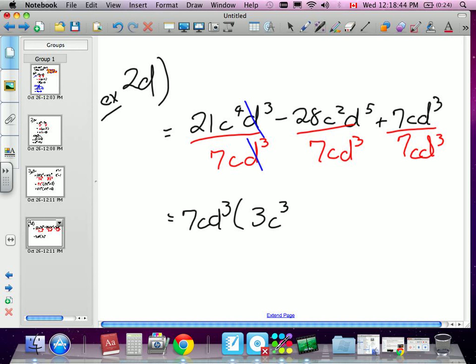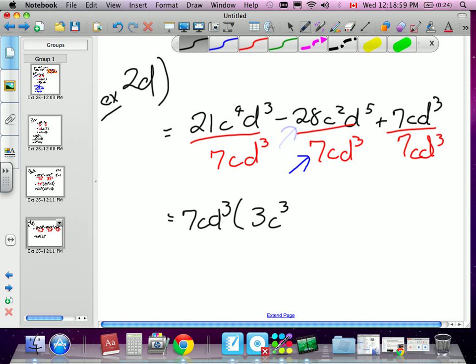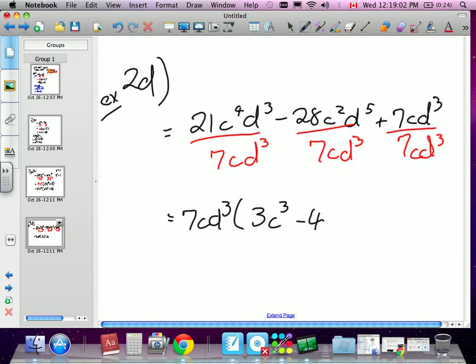Okay? Our next part. What is negative 28? The d's gone. Negative 28 divided by positive 7. Negative 4. What is c to the power of 2 divided by c to the power of 1? Just c. 2 subtract 1, remember. This is to the power of 1. And d to the power of 5 divided by d to the power of 3 is d to the power of 2. Good. 7 divided by 7, so plus 1. C divided by c, not 0.